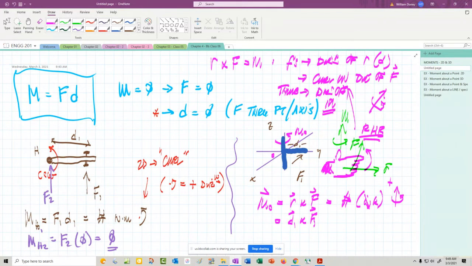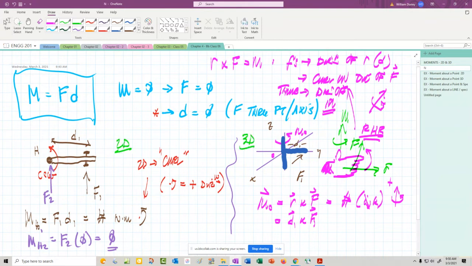Now, we don't need that right-hand rule for the mathematical calculation of it, but it allows us to get a good sense of the direction of the moment. So when we get our answer, we can get a check on that. So that's looking at 2D.